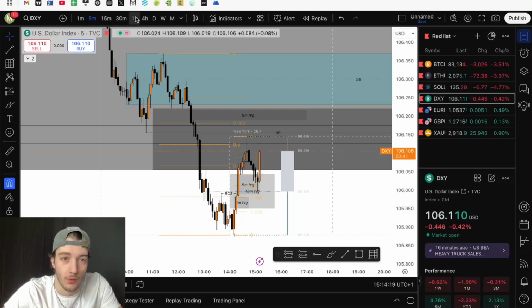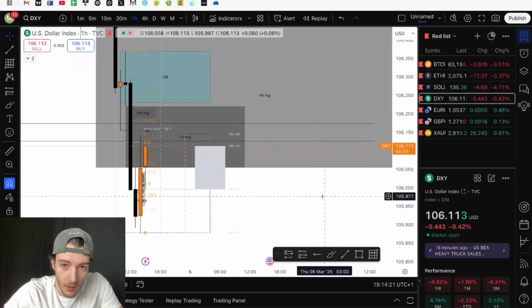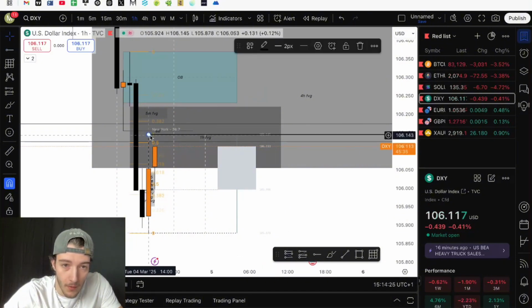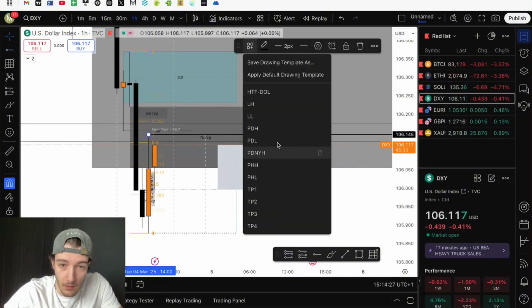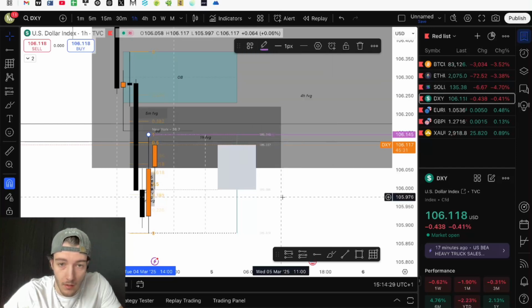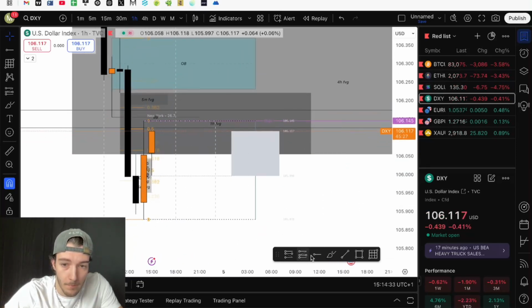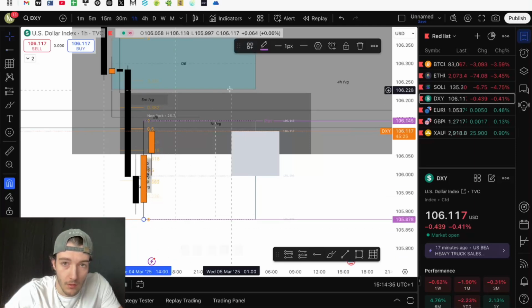Also, what I want to show is, as you can see, this was our previous high on the dollar, and sweeping this high would be awesome. Sweeping this high, tap into this 5-minute, move lower. This was our previous low.